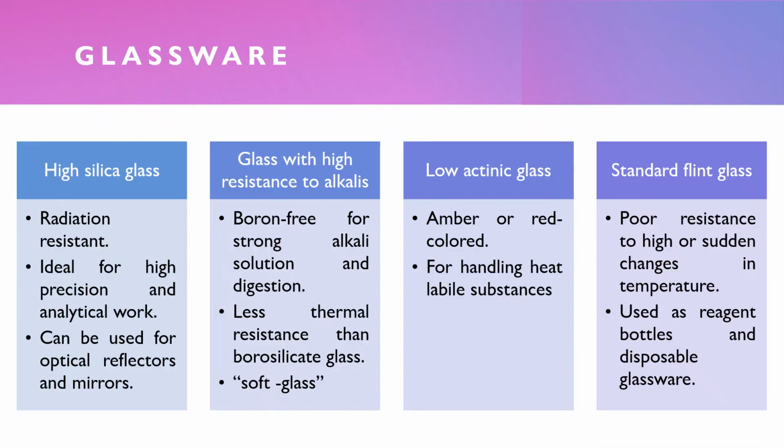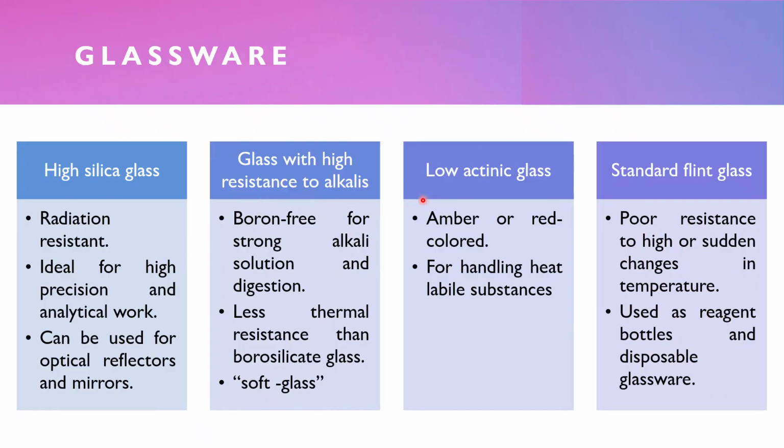Another type of glassware is the high silica glass. It is radiation resistant, ideal for high precision and analytical work, and it can be used for optical reflectors and mirrors. Another glassware would be glass with high resistance to alkali.